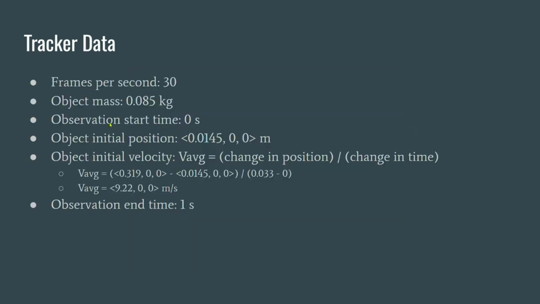Here's the data that I obtained from Tracker. The frames per second was 30, the object's mass was 0.085 kilograms, the observation start time was 0 seconds, the initial position of the object was 0.04145 meters, the object's initial velocity, which could be calculated by getting the average velocity, which I got 9.22 meters per second, and the observation end time was 1 second.